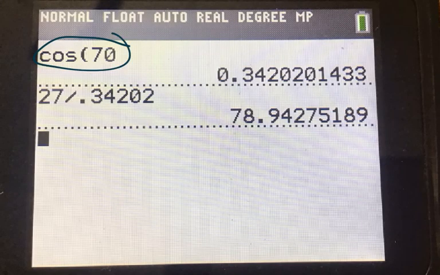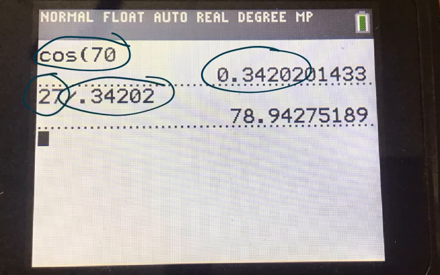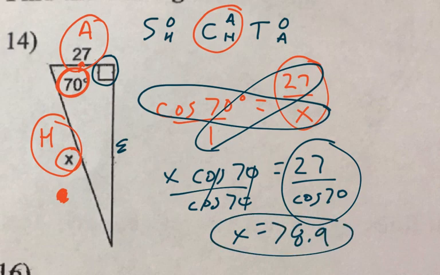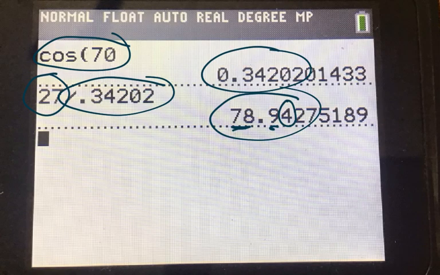Let's do it on the calculator. Cosine 70 is 0.342. We take 27, we divide by 0.34202. There's our angle, or side, I should say. Round it off, guys. We're going to say 78.9, right? If this 4 was a 5 or higher, we'd probably round up to just 79. But I'm going to go ahead and say that this missing hypotenuse is 78.9. That's how it's done, guys. All right, let's go on to the next one. By the way, don't forget to make flashcards.